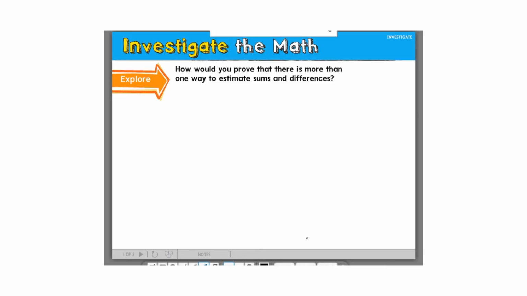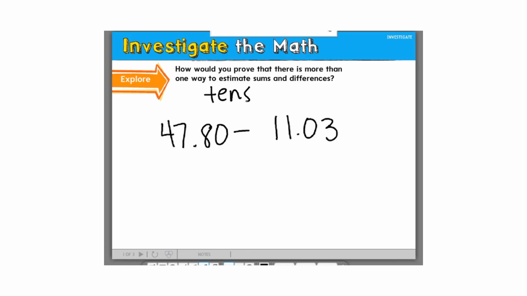Try this one by yourself. It really does make sense. Still would be easy. Here's your direction. Round to the nearest tens. The nearest tens. I'll write it up there. So round to the nearest tens and then subtract.